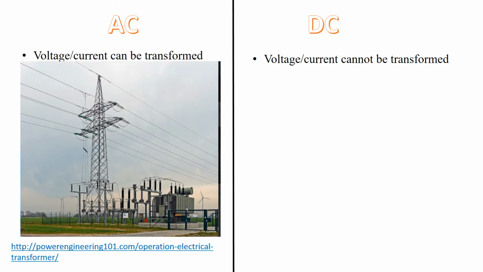Another major and significant feature in terms of alternating current is that the voltage and the current can be transformed. So what that really means is that we can take the voltage and the current and we can either increase them dramatically or we can decrease them dramatically. So this is an electrical transformer here.